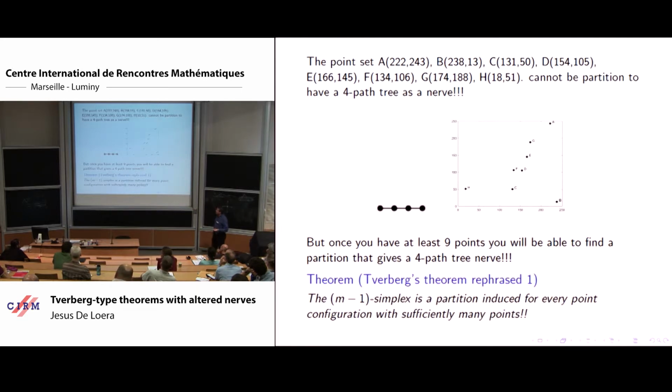Okay, so for example, let me rephrase Tverberg's theorem. What Tverberg's theorem is saying is that if you have m colors, the (m-1)-simplex is going to arise as the nerve of some partition of any point set as long as you have sufficiently many points. I want to prove the same type of theorem, but for other simplicial complexes, not for simplices. Is the goal clear?